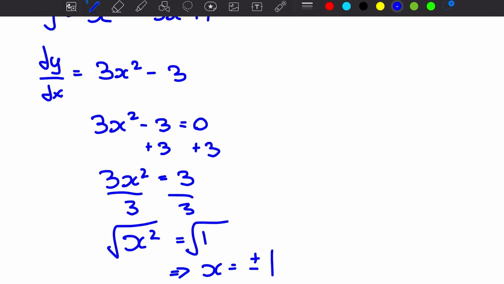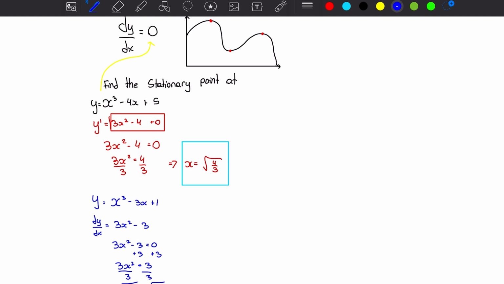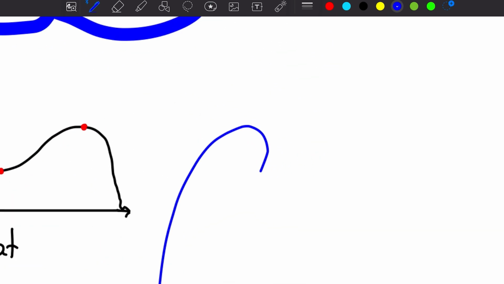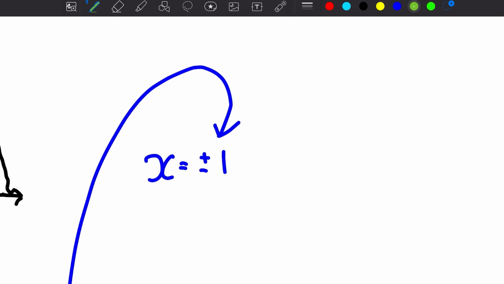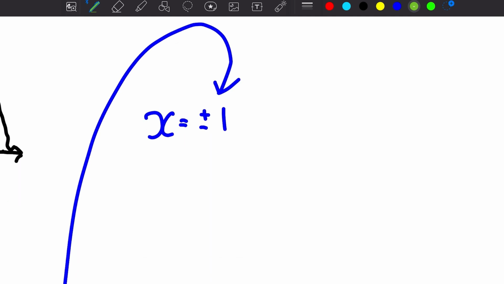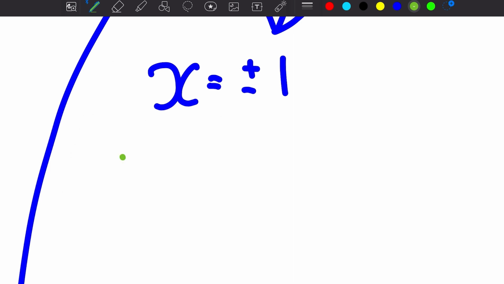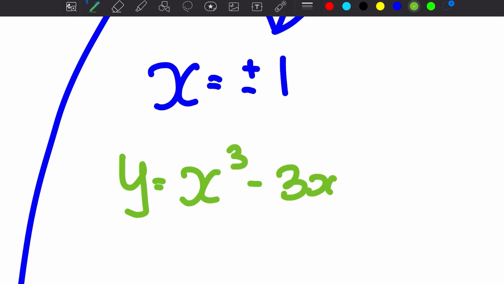Now, if x is equal to plus or minus 1, what will the coordinates of the stationary point be? We'll take x equals plus or minus 1 and plug it into our value for y. We know that y is equal to x cubed minus 3x plus 1.